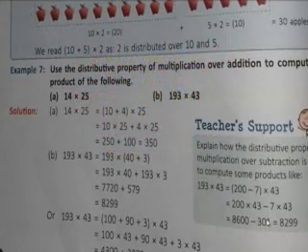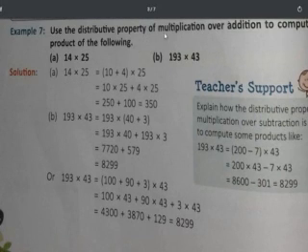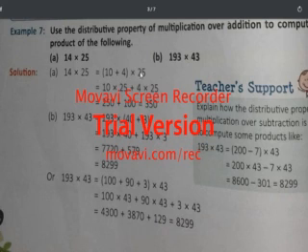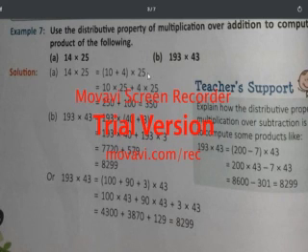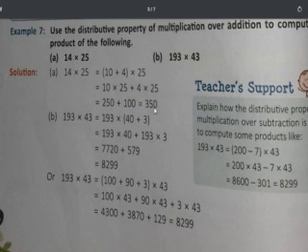If you will see example 7, here it has been said, use the distributive property of multiplication over addition to compute the product of the following, that is 14 into 25. 14 into 25 means 10 plus 4, into 25. So 10 into 25 plus 4 into 25. 10 into 25, of course, when 10 is multiplying any number, that number ends with one more 0, that is, 25 has no 0, so it becomes 250. And 25 into 4, if you multiply, you will get 100. You have to multiply like this: 5 fours are 20, 0, carry 2, 4 twos are 8 and 2, 10. So it becomes 250 plus 100, that is 350.